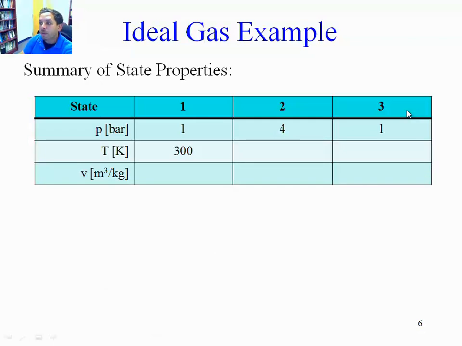Okay, so let's summarize these properties that were given to us. State 1, we know the pressure and the temperature. We don't know the volume. We are told that the volume at 2 is equal to the volume at 1, and that the pressure at 2 is equal to 4. And we are given the pressure at state 3 is 1 bar, because we know that the process from 3 to 1 is an isobaric process. So this closes up the cycle, going from 3 to 1.